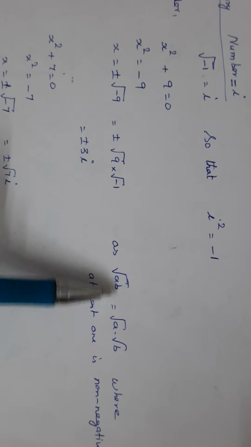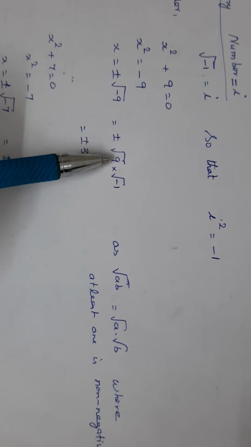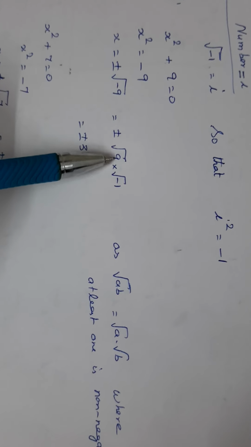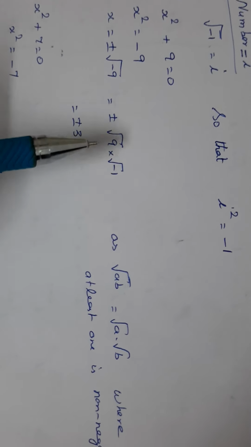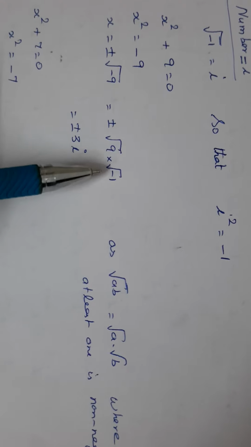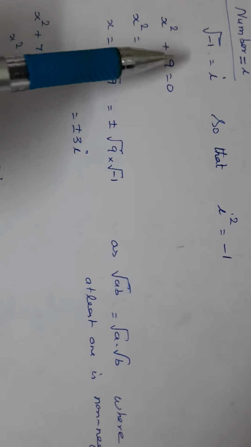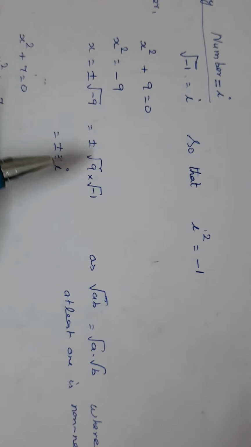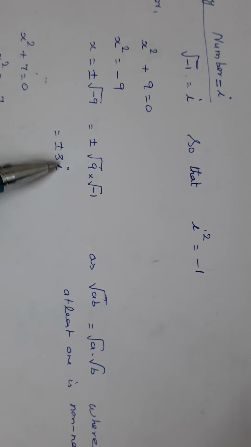So according to that rule, root 9 can be split up as root 9 into 1, that is root 9 into root of -1. Root 9 is nothing but 3, but this root of -1 is denoted as the imaginary number i. So let us replace this root of -1 as i.